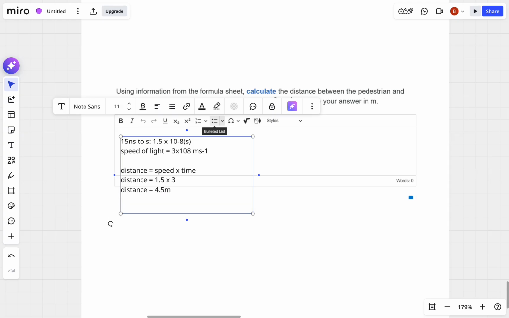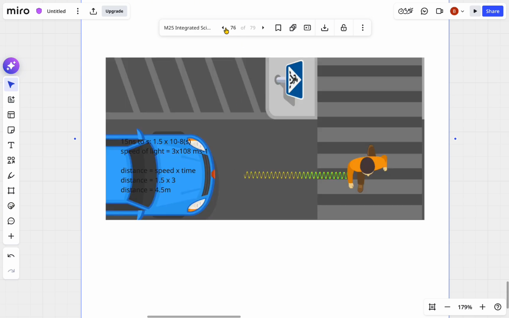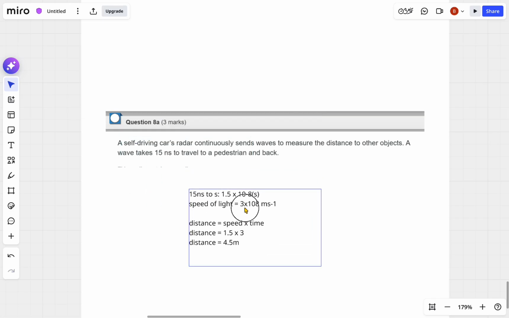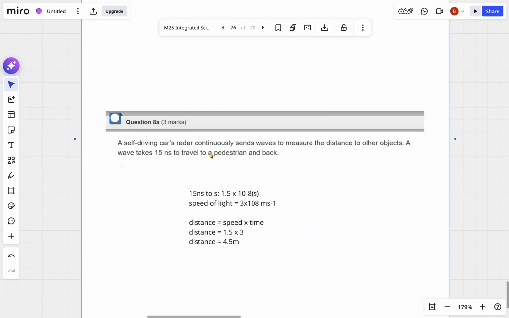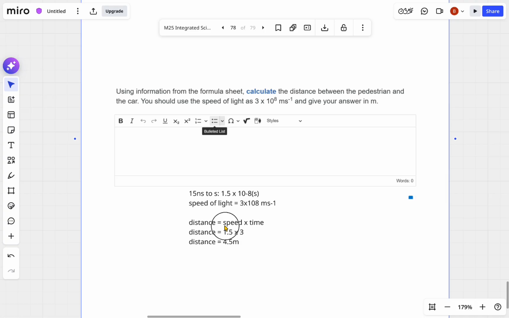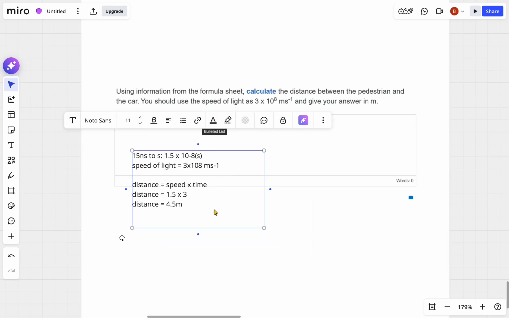But there is one thing we need to take into consideration, my bad. If we go and look at the image, it says that the wave takes 15 nanoseconds to travel to a pedestrian and back. So it takes 15 nanoseconds to go to the pedestrian and come back again. But in the question, they're asking us the distance between the pedestrian and the car. They're not asking us the entire distance that it goes and comes back.